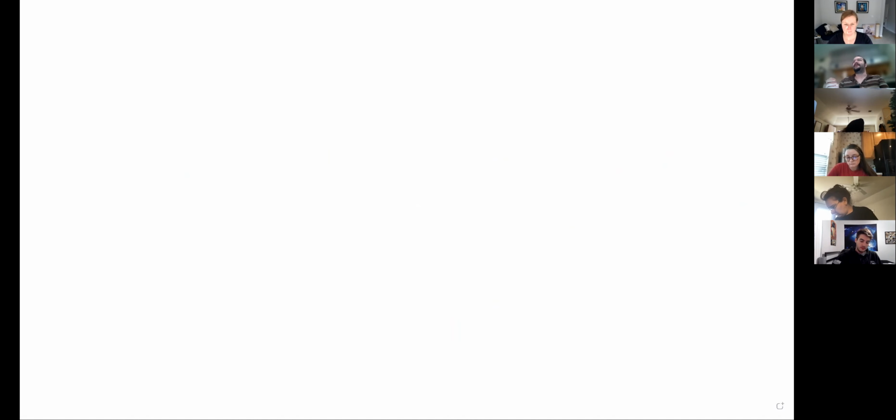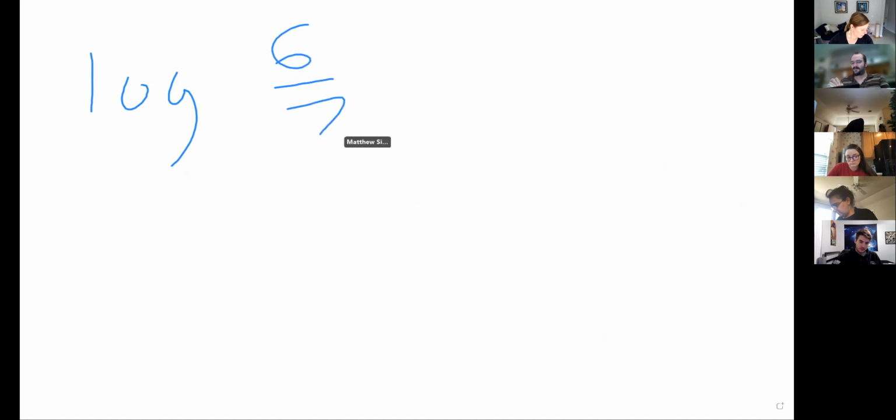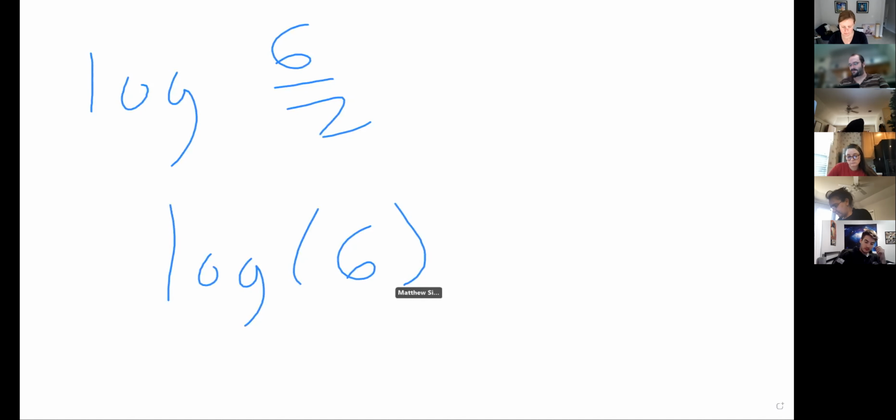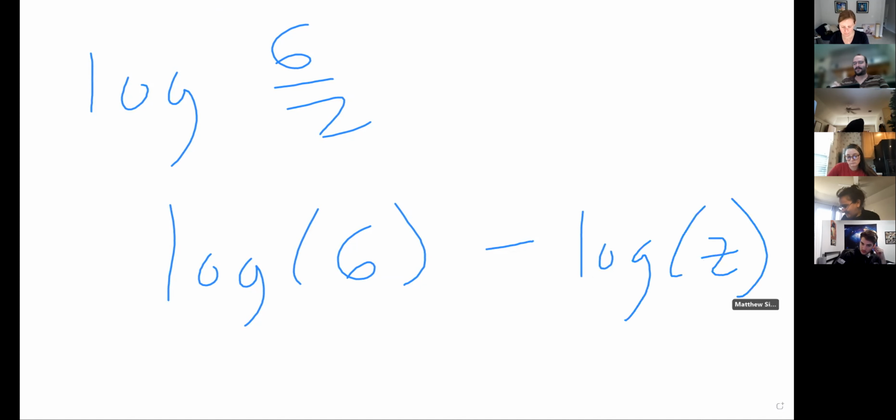Oh man, this one's almost easier than the previous one. I think we did probably enough like this. Log of 6 over z. It's division, so it should be subtraction. So log 6 minus log z is what you should be getting on that one. Did anybody get 21?